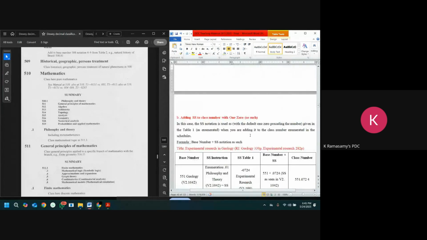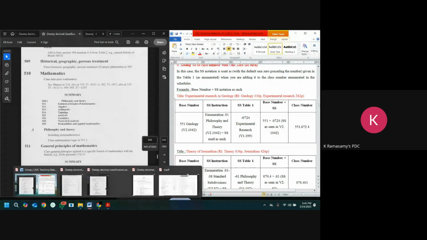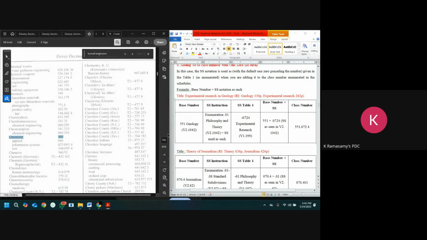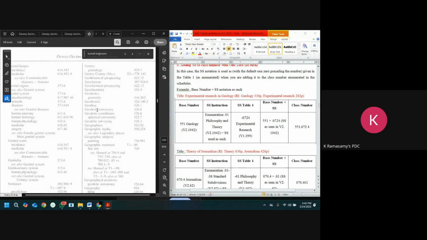Fine. Okay. What about with 0? We'll see one example for with 0. For example, experimental research in geology. So I don't know the number for both the terms. So let me go to the index. I'm sorry, I go to the relative index. I search for the number for geology. What is the number for geology?